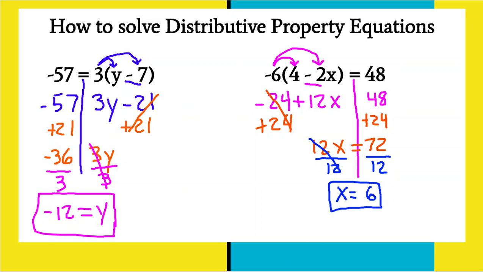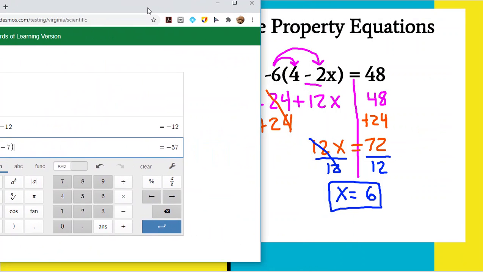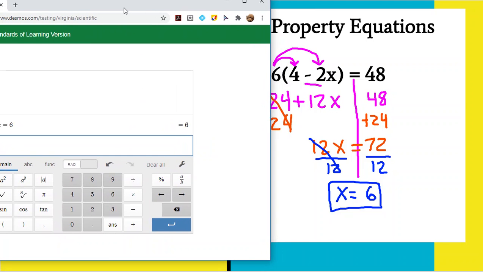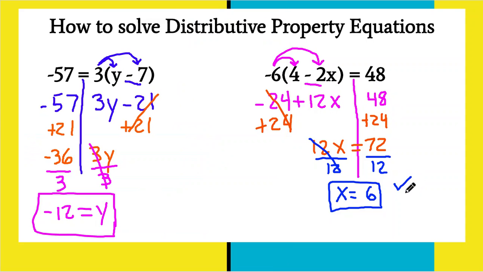And just like how we did before, I can check my work by plugging into Desmos. So I can delete this out here, clear my calculator, and we have x equals 6. Type that in, hit enter, and then I'm going to type in my equation here, -6 parentheses 4 minus 2x, close parentheses, and I see I got 48. And that's exactly what they wanted here, so we got it right.